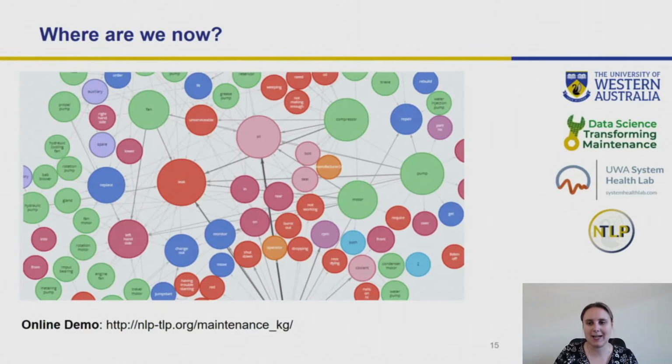In addition to our tagging efforts, we're also working on developing models and visualizations using our tagged maintenance data. This image shows how our tagged data has been converted to a knowledge graph in Neo4j by one of our postdoctoral researchers, Michael Stewart. More on the research that's going on in the NLP-TLP group and an online demo of this maintenance knowledge graph can be found at our website.